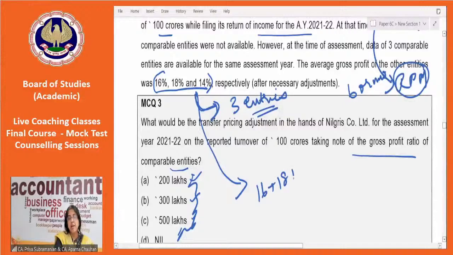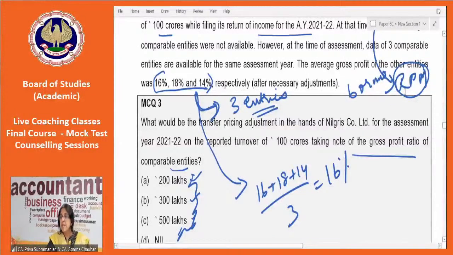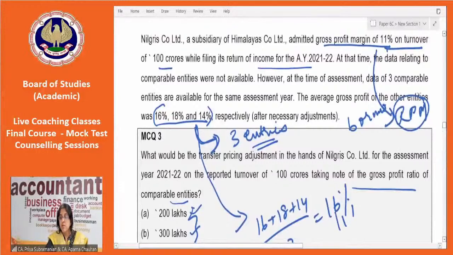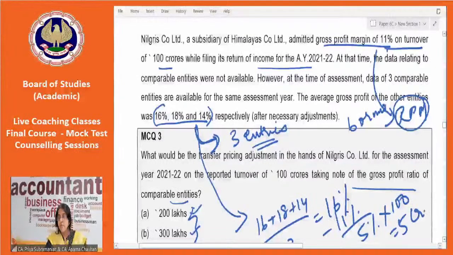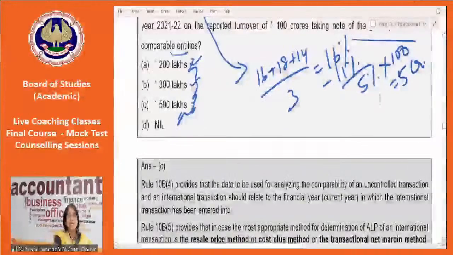Arithmetic mean is 16 plus 18 plus 14 divided by 3, that will give you 16%. What is the percentage which I have applied? I have applied 11%. So the difference is 5% on 100 crores, which is 5 crores. So the correct answer is 500 lakhs.